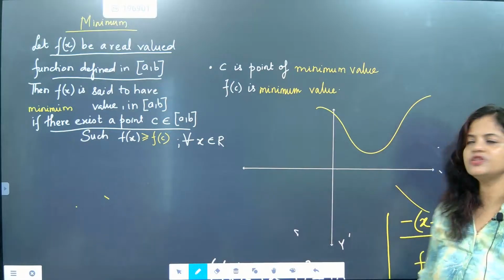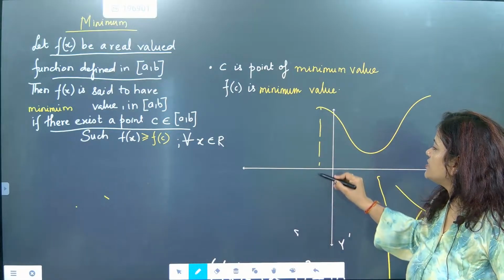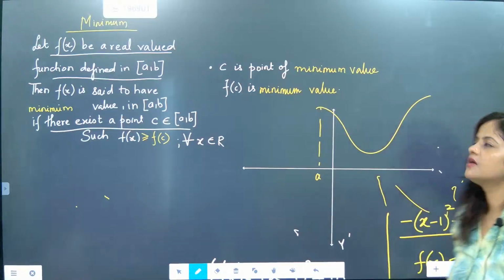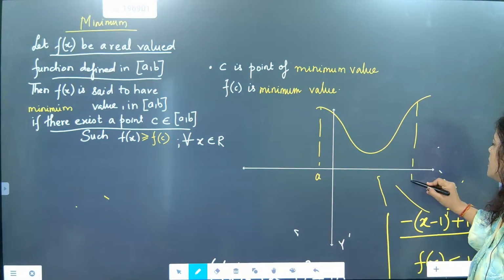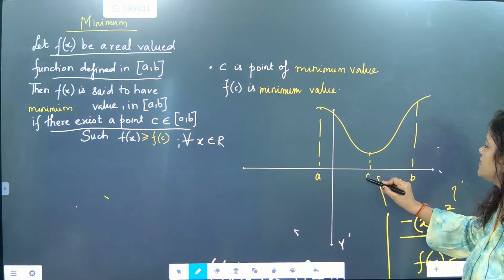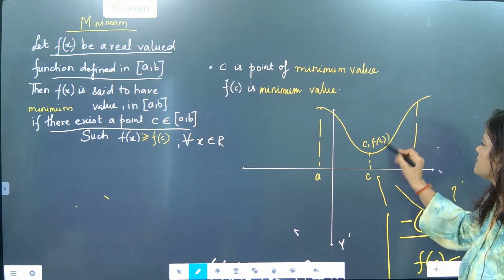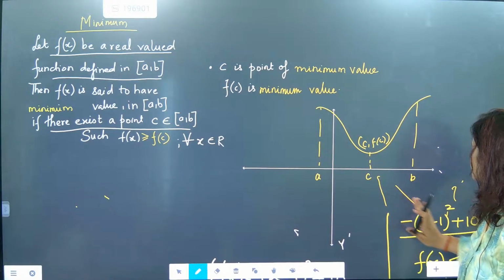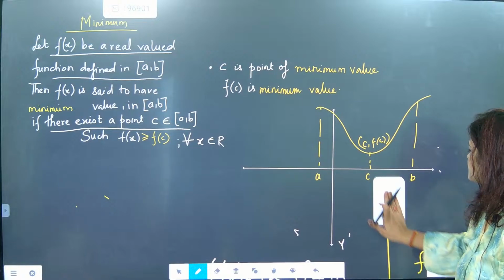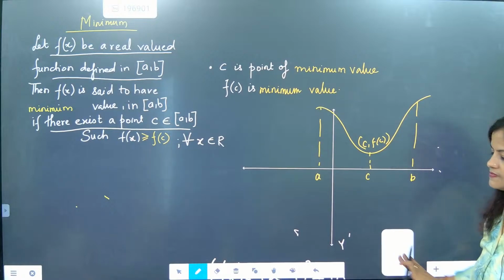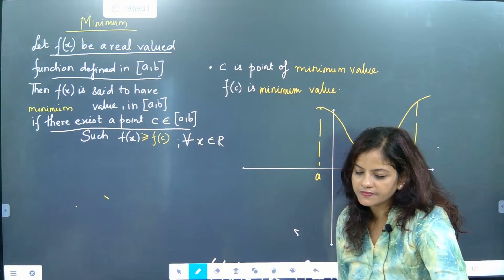Understood? So that means what? Again, we will define the lower interval as A. What is the upper interval? B. This point is C. Then this point will become C and f of C.